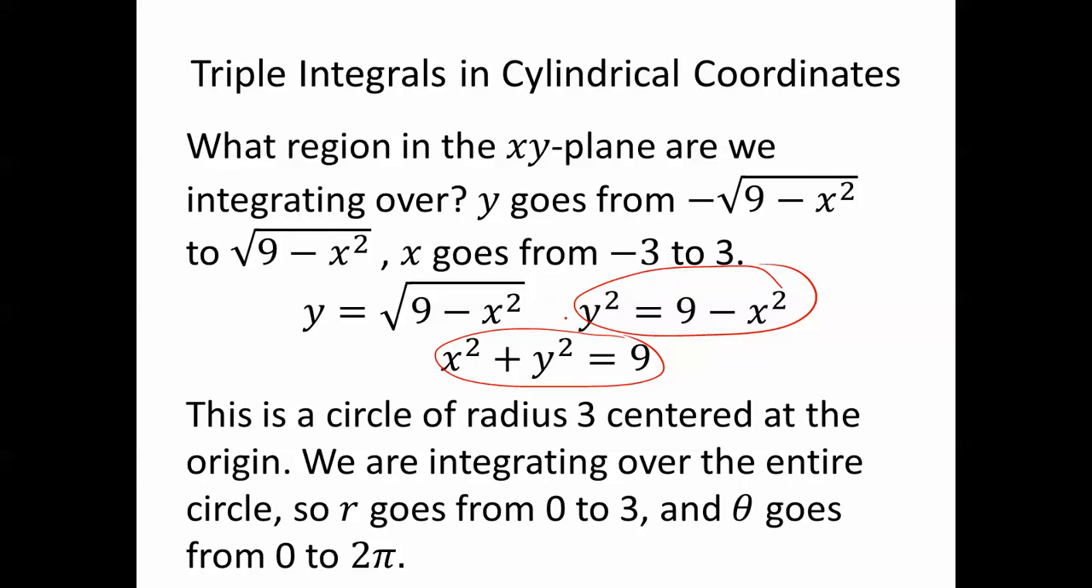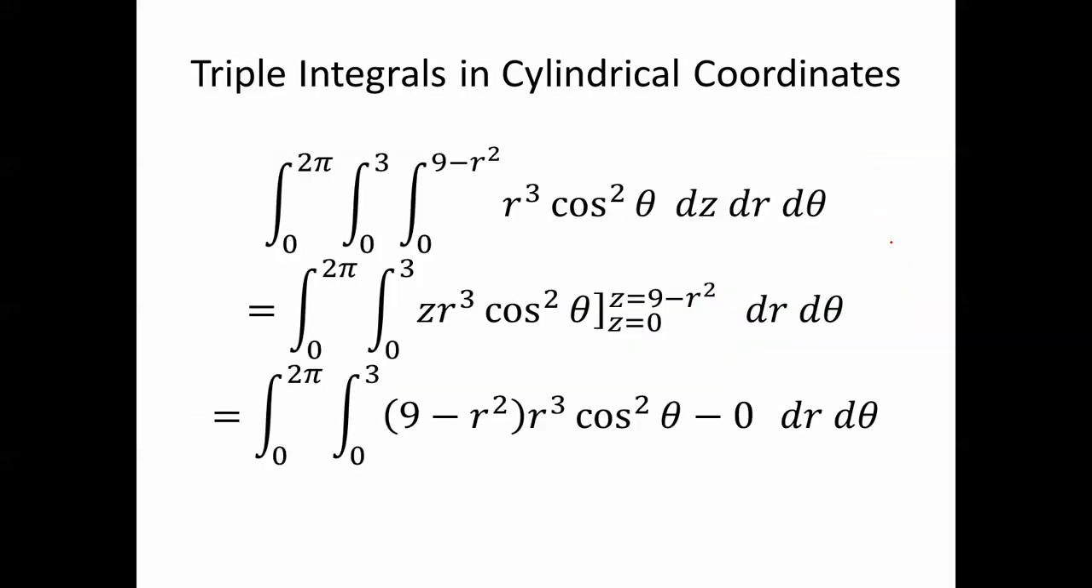Again, the reason we know we're integrating over the entire circle is that the bottom half is negative square root of 9 minus x squared, and the top half is square root of 9 minus x squared, and x is going from -3 to 3. So we get the entire circle. Okay, so z, as we've seen before, goes from 0 to 9 minus r squared. We're integrating over the entire circle of radius 3, so r goes from 0 to 3, and theta goes from 0 to 2 pi. And this is our integrand.